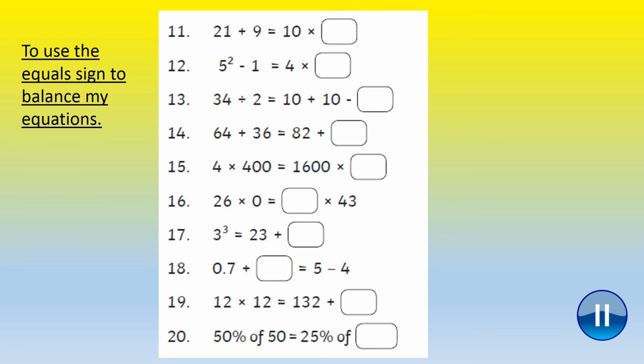26 times 0 equals something times 43. 3 cubed, that's 3 times 3 times 3 equals 23 plus something. 0.7 plus something equals 5 subtract 4. 12 times 12 equals 132 plus something, and 50% of 50 equals 25% of something. Have a go at those. A little bit more to think about on these next 10 now. So give yourselves time to work them out and we'll come back with some answers.